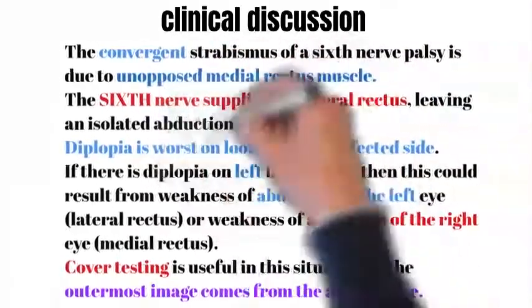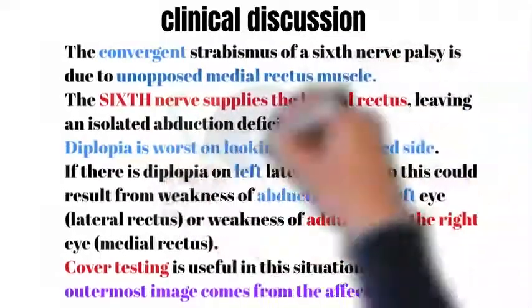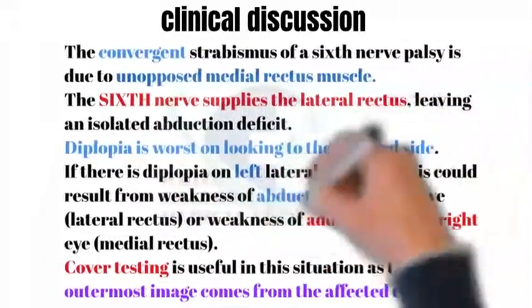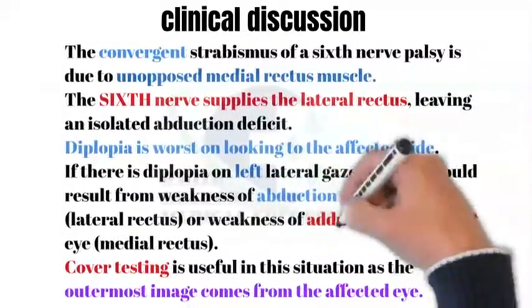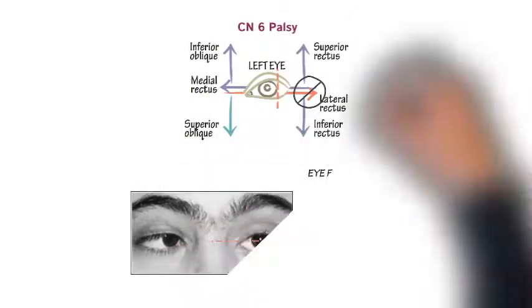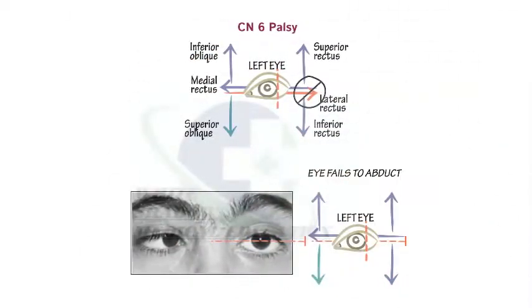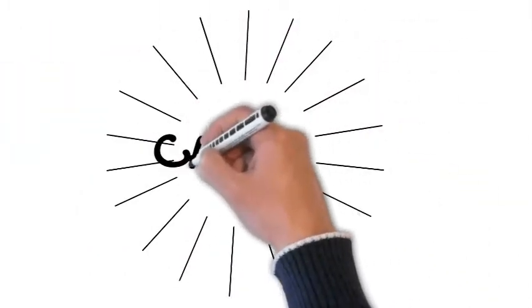If there is diplopia on left lateral gaze, then this could result from weakness of abduction of the left eye, lateral rectus, or weakness of adduction of the right eye, medial rectus. Cover testing is useful in this situation as the outermost image comes from the affected eye.